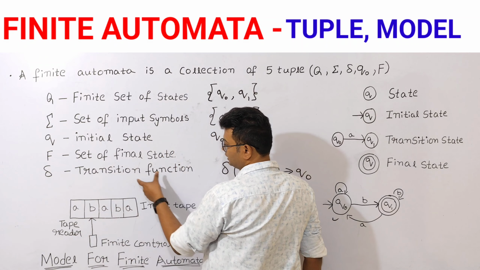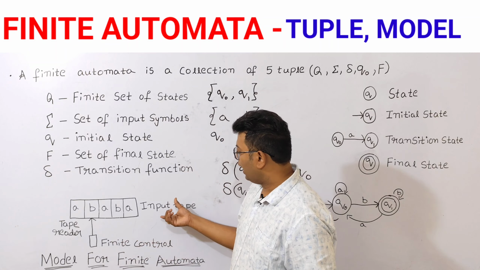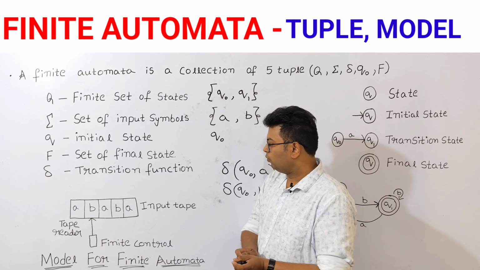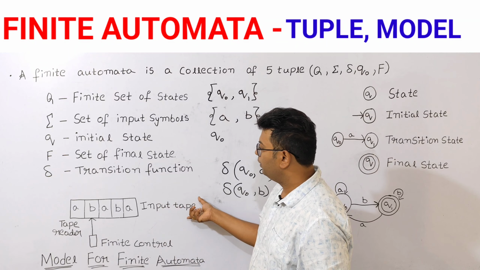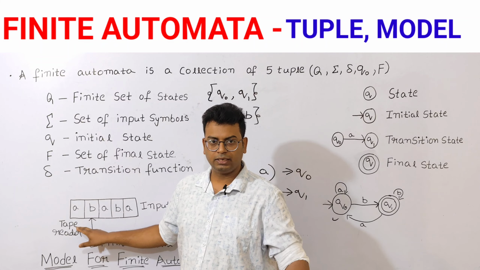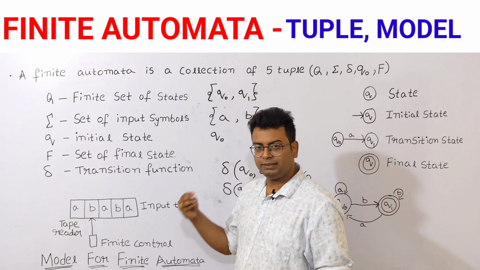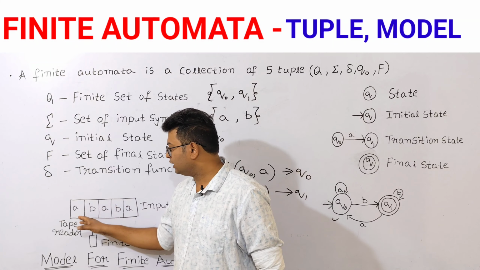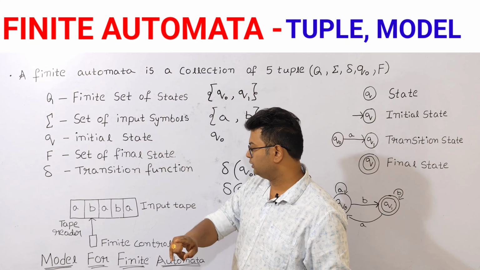Okay. And next, coming to the model for finite automata. In the model for finite automata, we can see an input tape, a tape reader and a finite control. So what is this input tape? The input tape is a linear tape which consists of many cells. In each cell, it contains one input symbol.